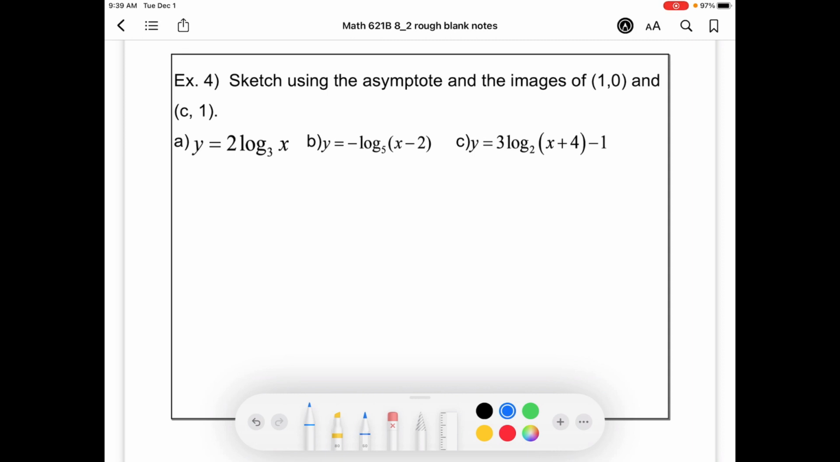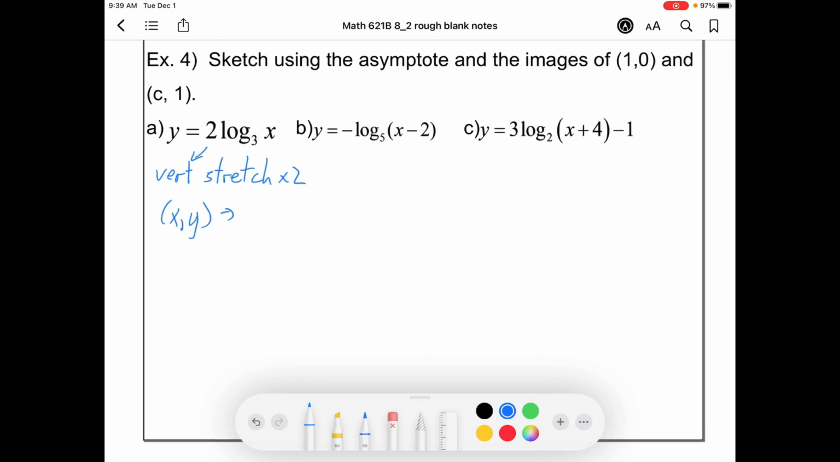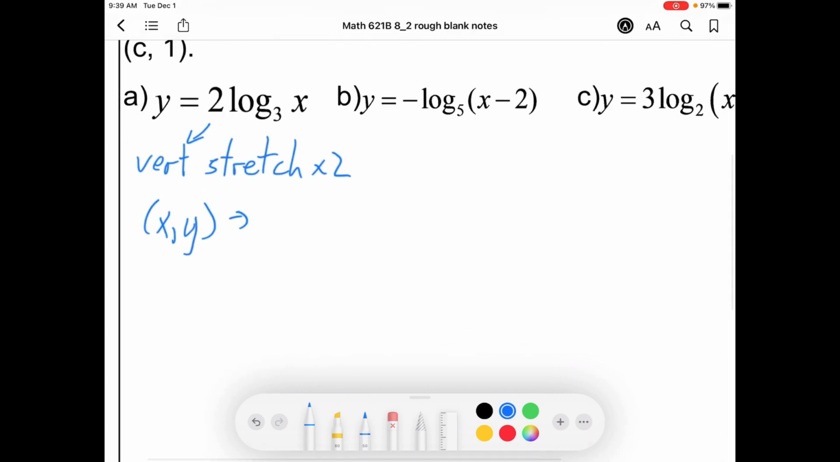This first one is y equals 2 log base 3 of x. So this is a vertical stretch, times 2. That's the only transformation on it. So as a map, it's going to be (x, y) gets turned into (x, 2y). What points are we going to apply that to? Always (1, 0) and the base, which in this case is (3, 1).